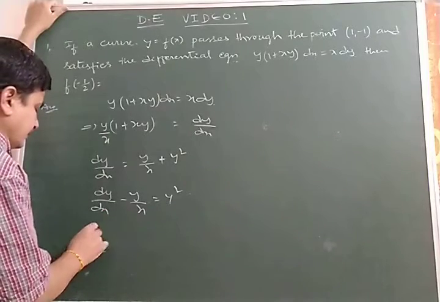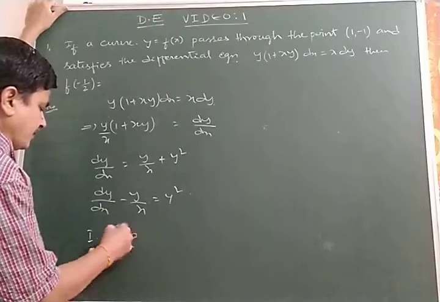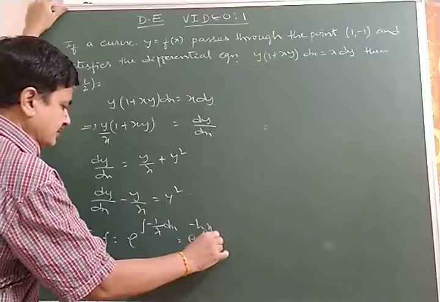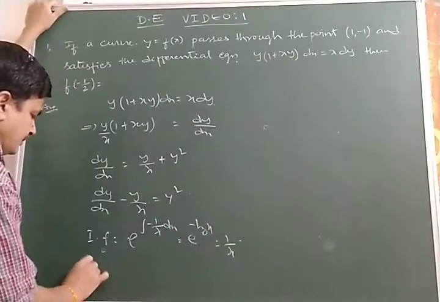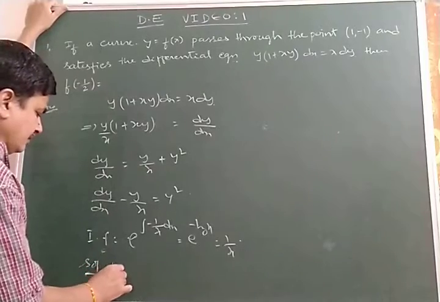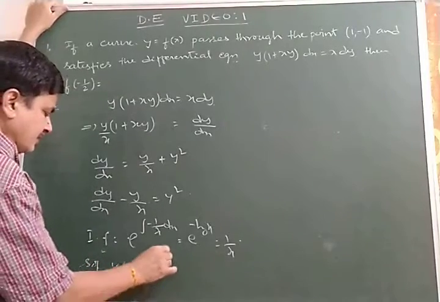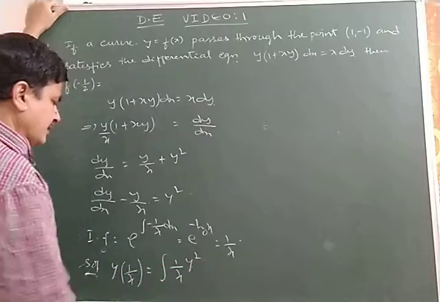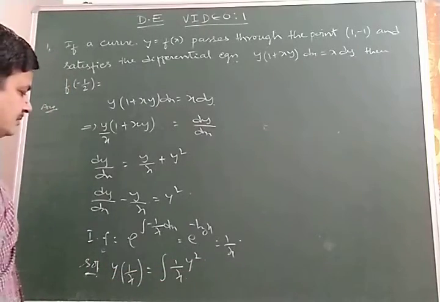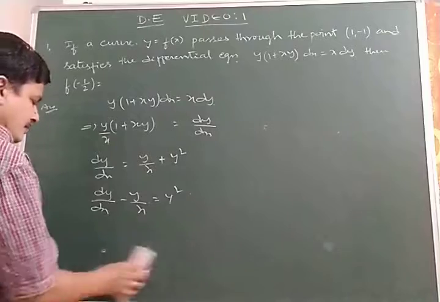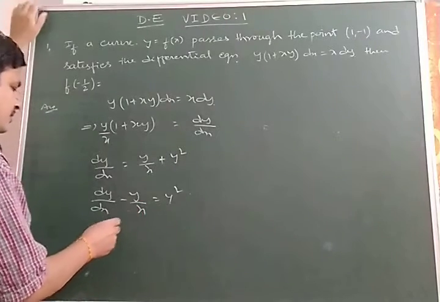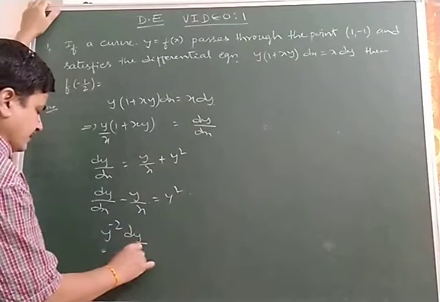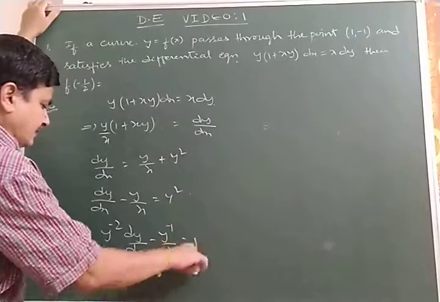So integrating factor is e to the power integral minus 1 by x dx, that is e to the power of minus log x, that means 1 by x. Then the solution is y into 1 by x is equal to integral of 1 by x into y squared dy. This is a differential equation in y and x, that is y to the power of minus 2 into dy by dx minus y power minus 1 into x is equal to 1.